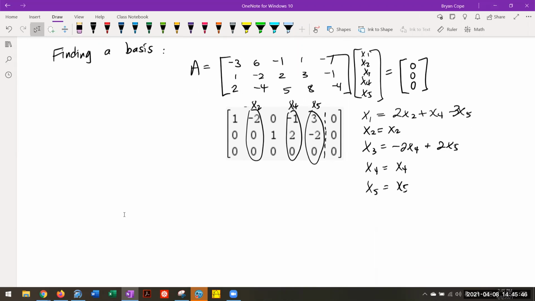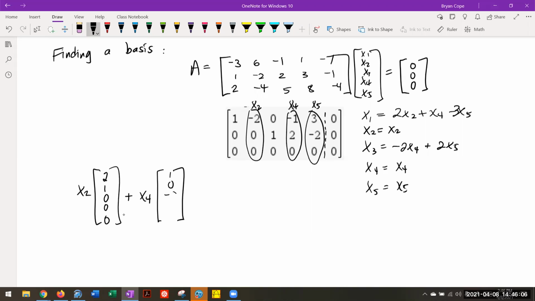Well, thanks for the thoughts. Oops, there goes the remote. Okay, so here's what it looks like in parametric vector form. x2 times all the coefficients of x2: 2, 1, 0, 0, 0. And x4 times all the coefficients of x4: 1, 0, negative 2, 1, 0. And x5 times negative 3, 0, 2, 0, 1.